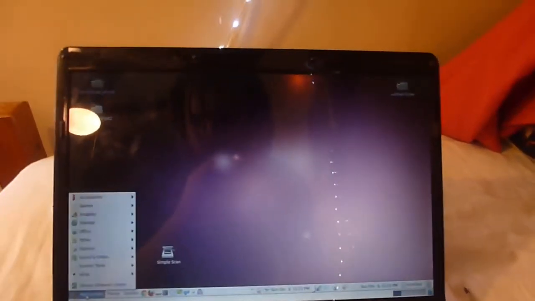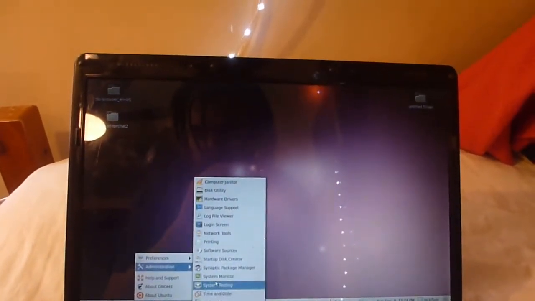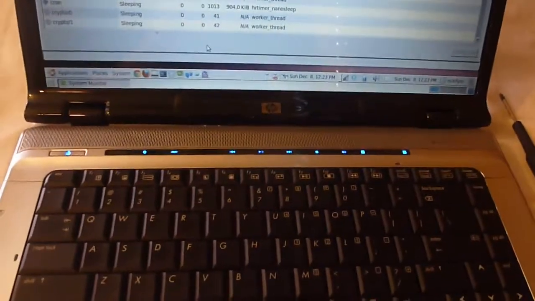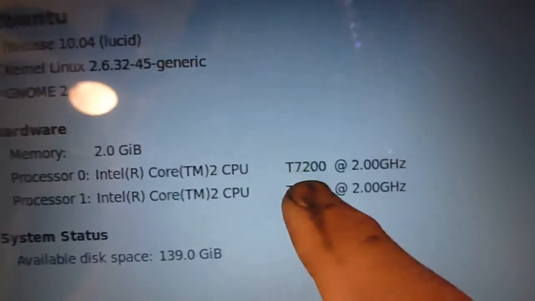I got the information to compare the CPUs from cpuboss.com. Didn't boot up correctly. So here you see dual core T7200 2 gigahertz. Basically, this CPU is 3 times faster than what was in here.